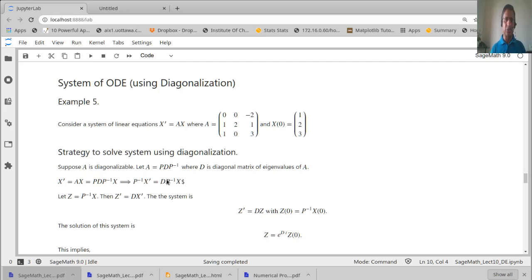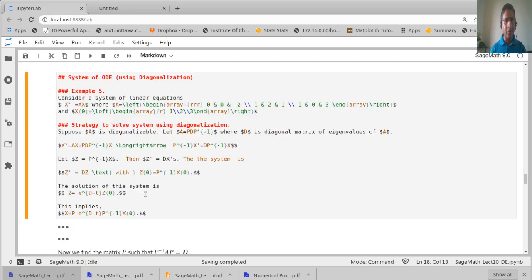So in case you substitute P inverse x equal to, let us say, z, then z dash will become P inverse x dash. So the left hand side becomes z dash is equal to D times z. Now D is a diagonal matrix, so it's a constant matrix actually, right? So the solution can be obtained exactly in a similar way as you have done for finding the solution of dy by dx equal to, let us say, a constant times y. I think there is a small problem here, so this should not be dash.